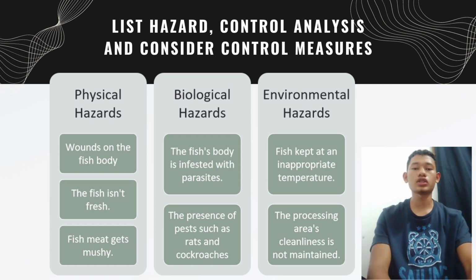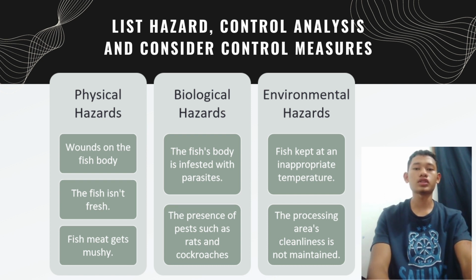After that, biological hazard is like the fish body being infested with parasites and the presence of pests such as rats and cockroaches. The presence of this foreign matter will affect the safety of the user who consumes it, and it must be avoided by implementing the correct handling method.